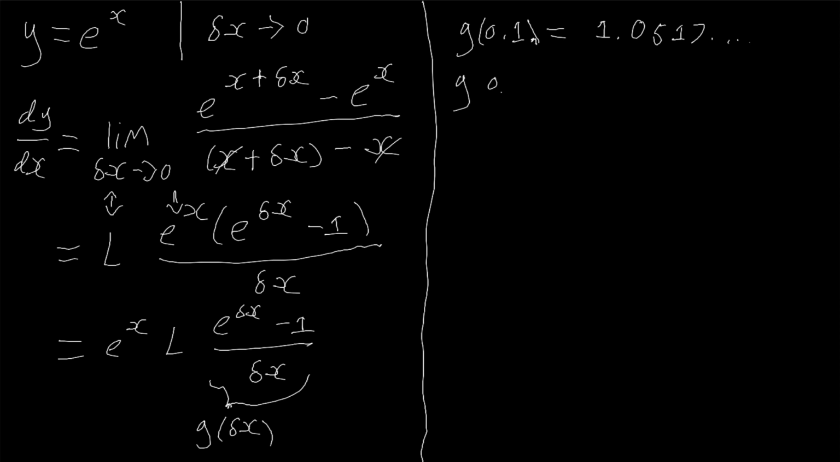Let's consider taking this down by a degree of 10. G of 0.01, inserting this into your calculator, you would end up with 1.00501, and then this decimal would continue.